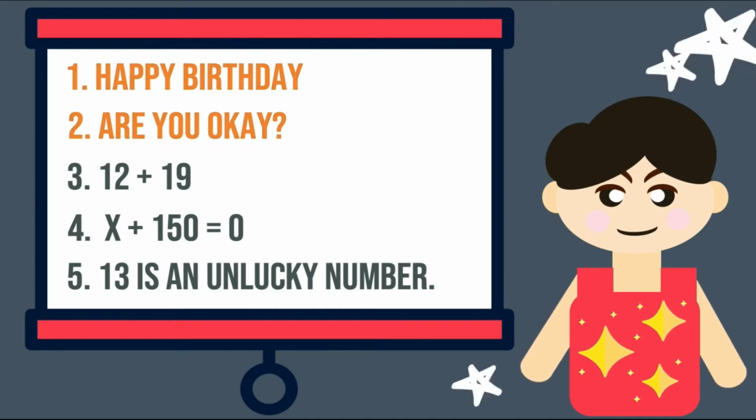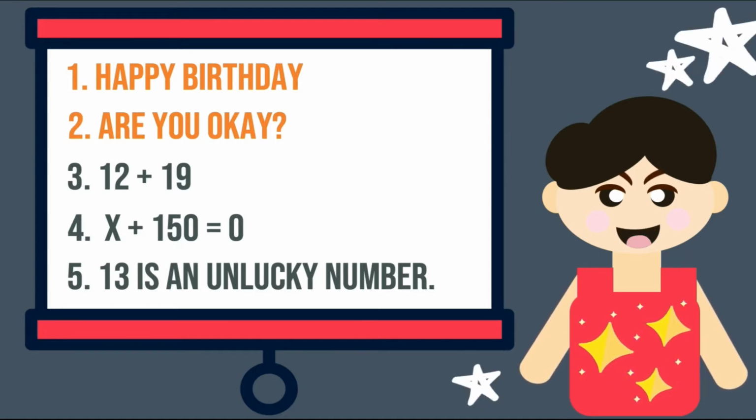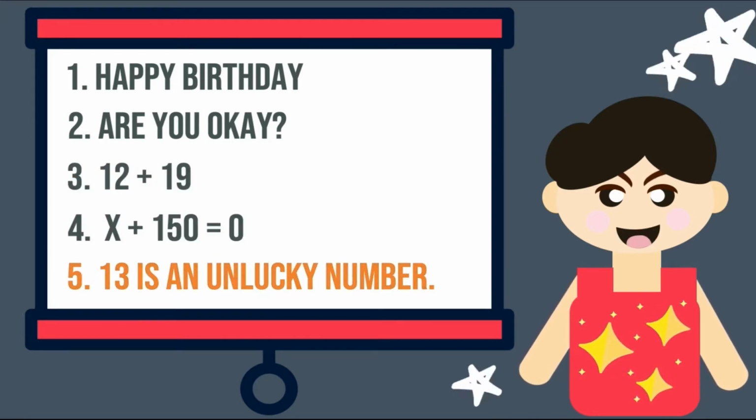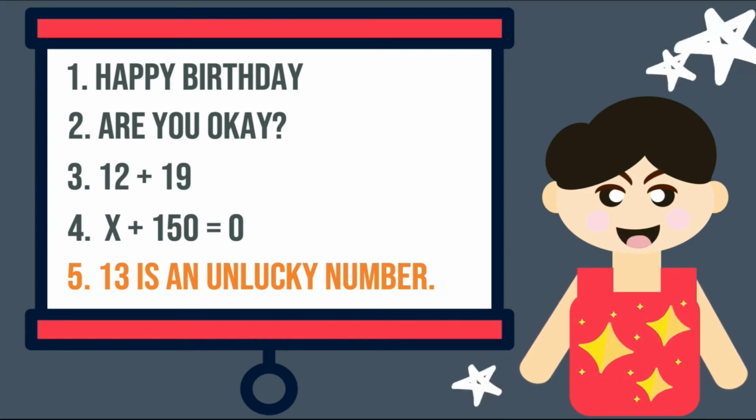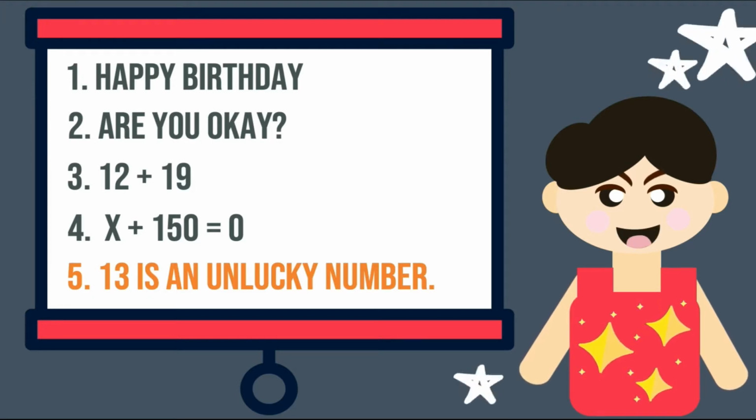Numbers 1 and 2 are not mathematical statements since they are not declarative sentences and they do not have a truth value. Numbers 3 and 4 are not mathematical statements because they do not have a clear meaning or value. Lastly, number 5 is not a mathematical statement. Why? Because 13 is not everyone's unlucky number. For one, it is their unlucky number, and for the other, it is not. So it does not have a clear value.